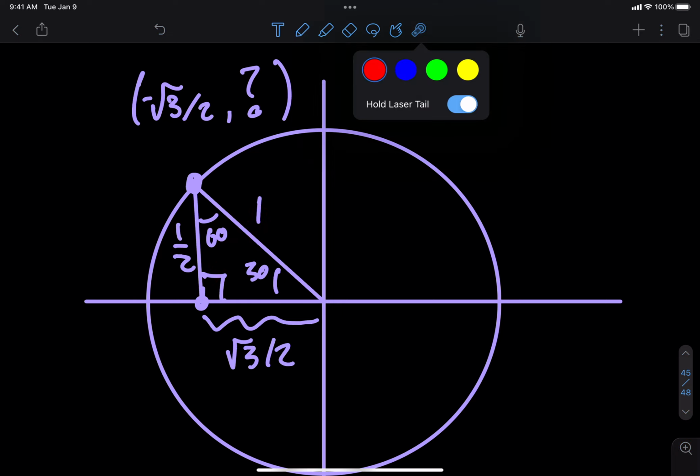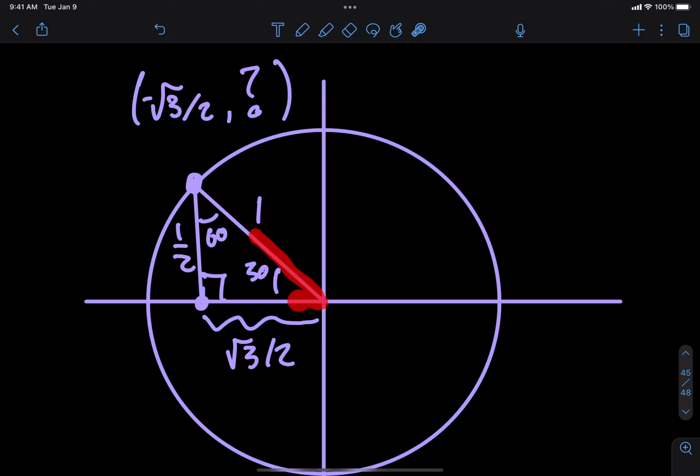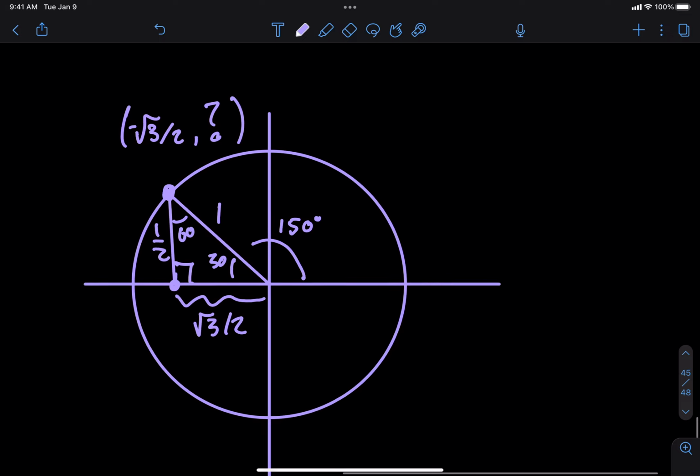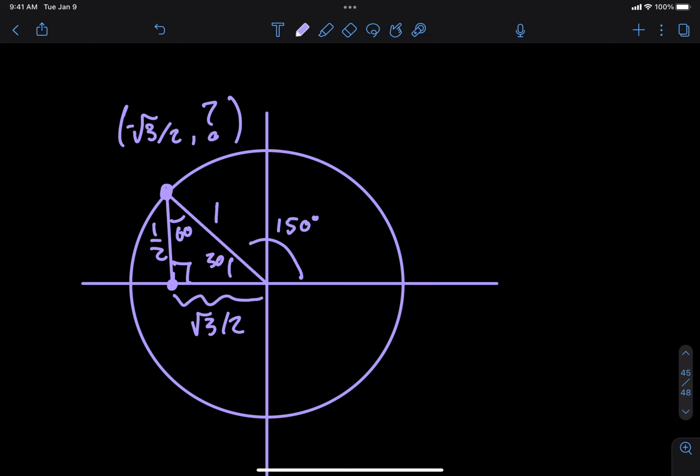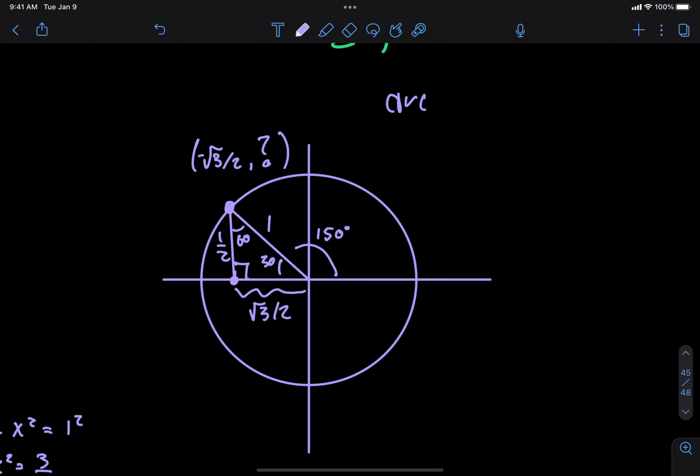So what have I determined? I know that this angle is 30 degrees. So what then must be this angle? Yeah, should be 150 degrees, right? 150 degrees. So arc cosine of negative square root 3 over 2 is going to be equal to this angle in radians.